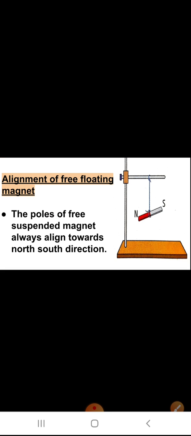Alignment of floating magnet means whenever a magnet is freely suspended in air, it will always align towards the north and south direction.